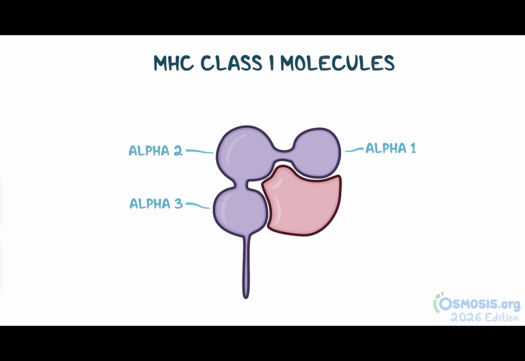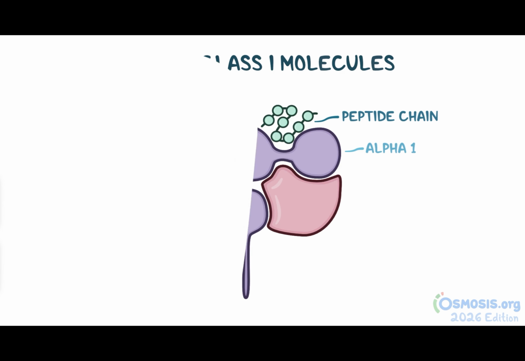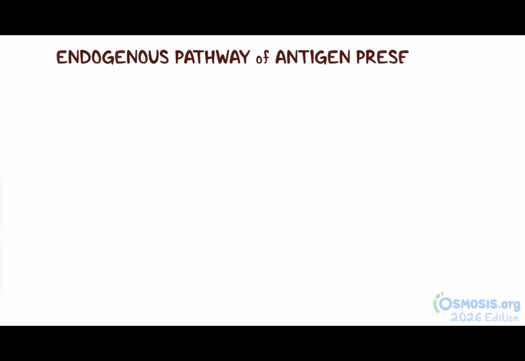The peptide binding groove of the MHC molecule binds peptides that are approximately 8 to 10 amino acids long and have many hydrophobic residues that will bind easily to the hydrophilic amino acids inside the groove. MHC class I molecules allow immune cells to sample proteins from within your cells. To do this, MHC class I molecules use what's called the endogenous pathway of antigen presentation.